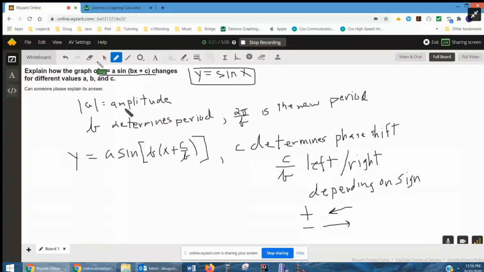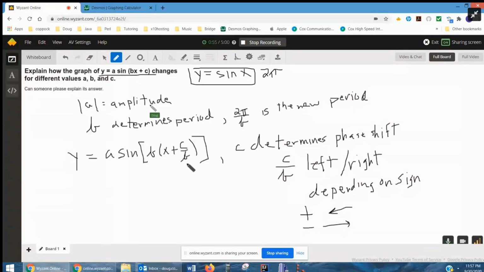A affects the amplitude of the original function. That is how high it climbs and how far down below the x-axis it goes. B determines the period. The period of this function, sine and cosine, is 2 pi. If I stick a B in there, it changes the period to 2 pi divided by B. And the C, if we rewrite the function this way, factoring out the B, it's easier to see.